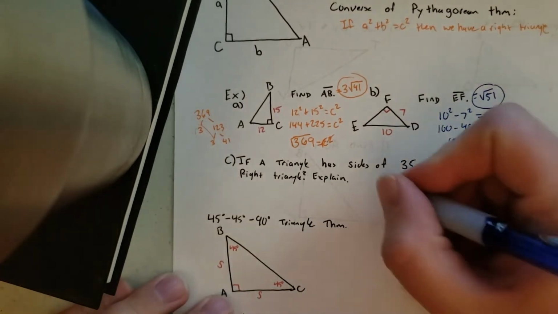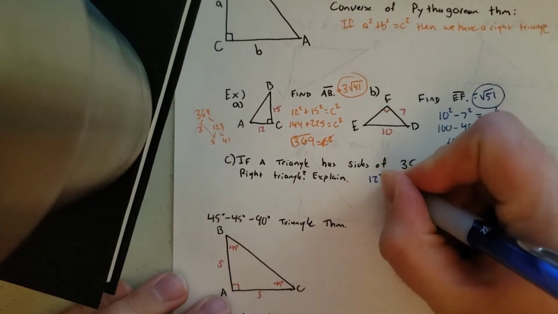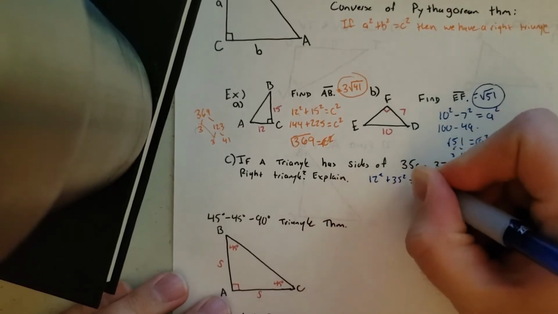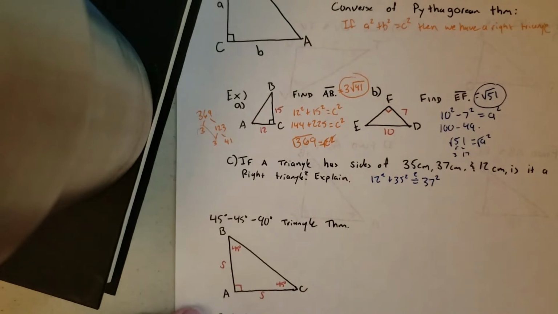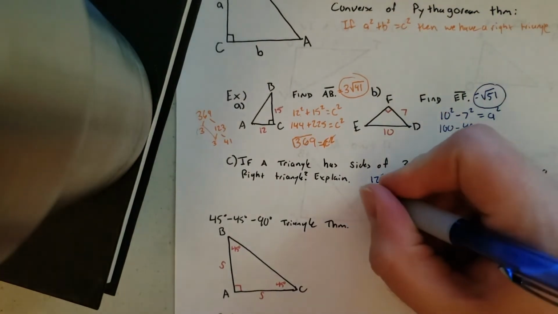So which one's my longest number here? It's 37. So that means I have to take 12 squared plus 35 squared. I want to know, does that equal 37 squared? So let's find out. If I take 12 squared, we know that's 144.